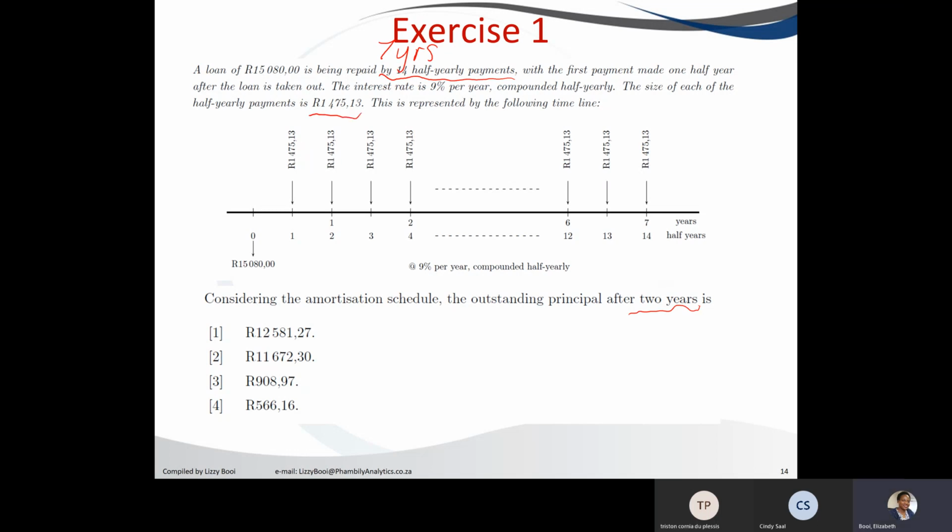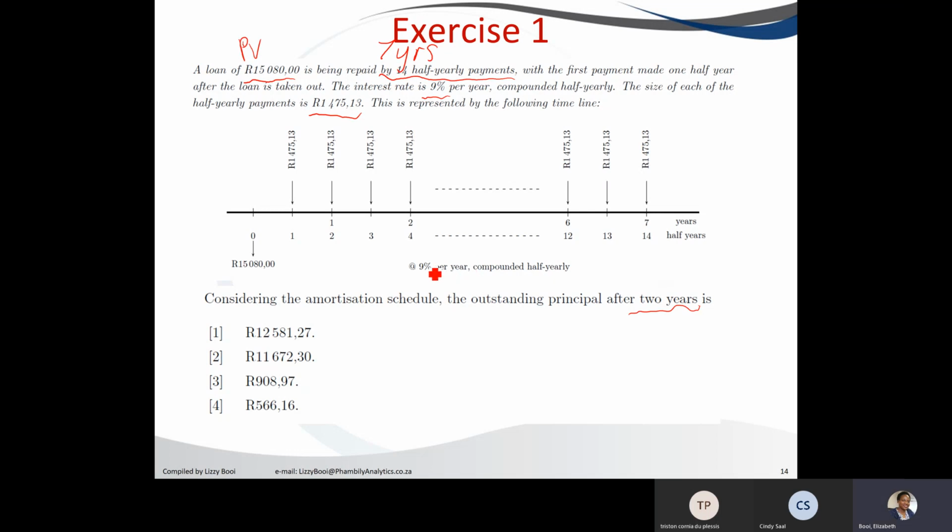They also already calculated the payment. They're telling us the percentage of interest. Our interest rate is 9%. And we know that we have our principal amount, our present value, or our P.